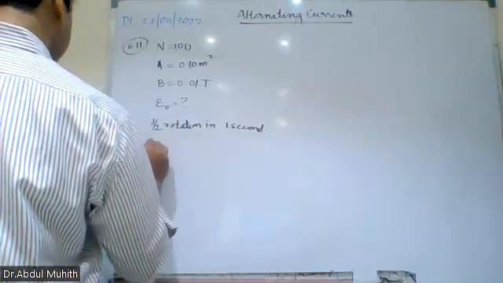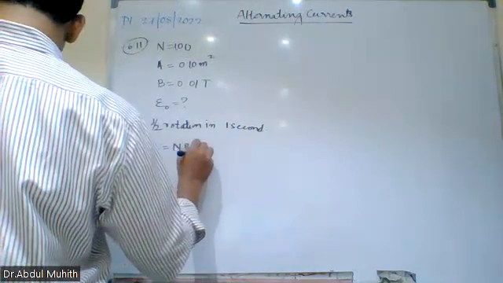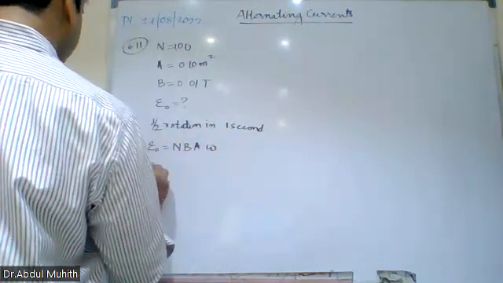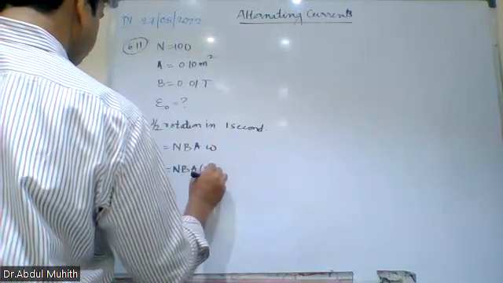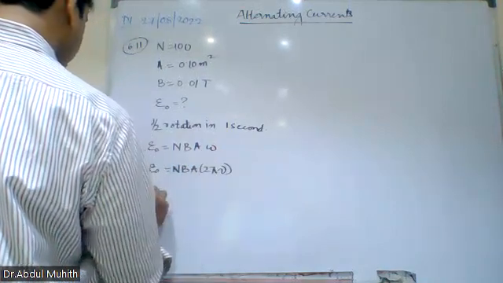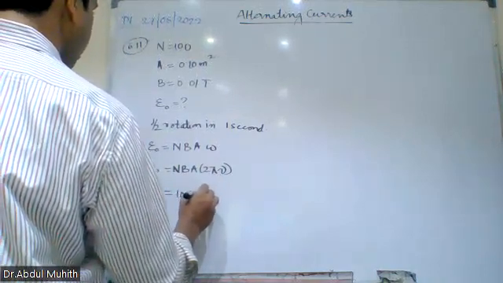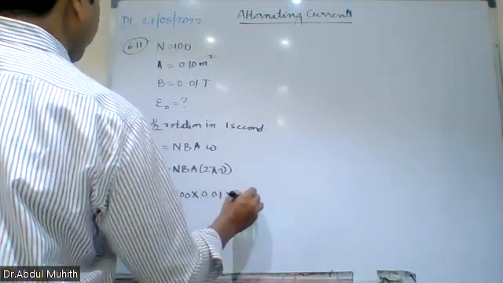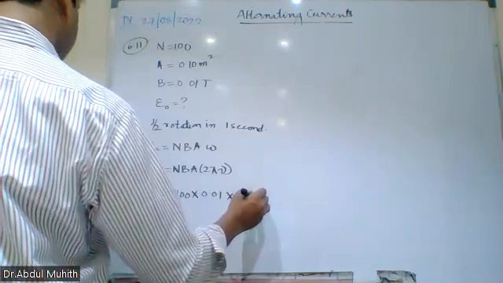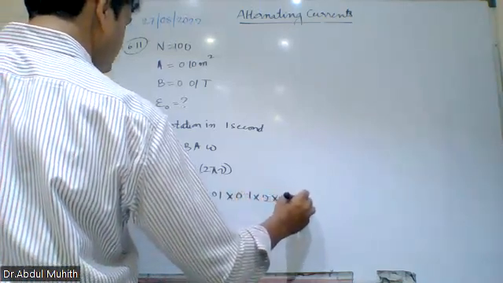So it is equal to how much? E0 is equal to what? E is equal to NBA omega. E0 equal to NBA into 2 pi nu. So E0 is equal to what? 100 into magnetic field, which is 0.01. Area is 0.1. Into 2 pi nu, 2 into 3.14 into frequency.